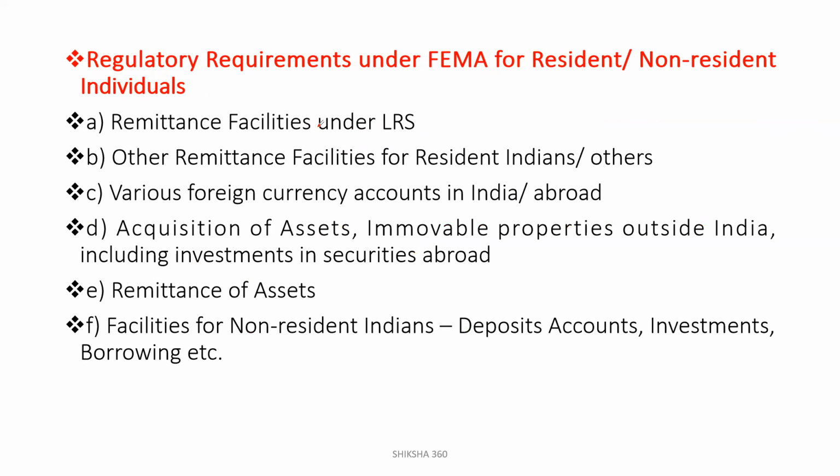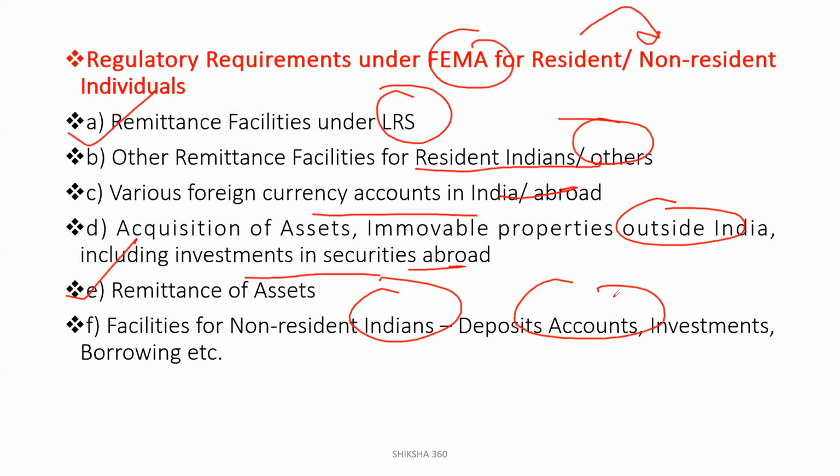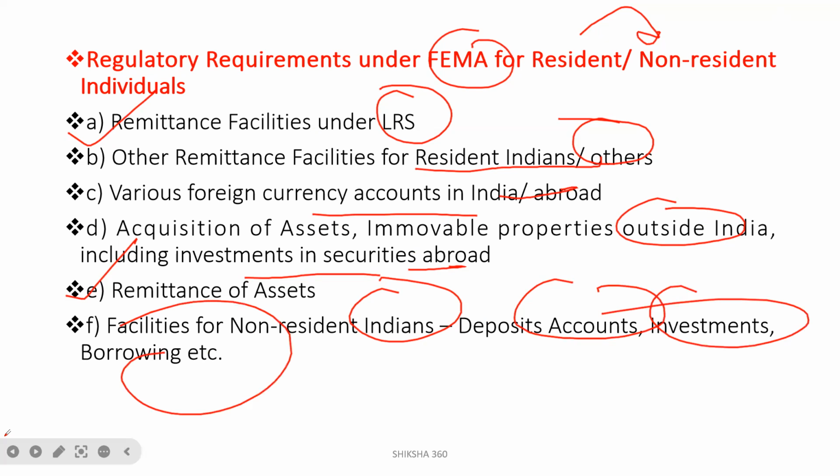Along with that, some other regulatory requirements under FEMA for resident and non-resident individuals. First one, that is remittance facilities under LRS, Liberalized Remittance Scheme. Other remittance facilities for resident Indians and others. Various foreign currency accounts in India and abroad. Acquisition of assets, immovable property outside India, including investments in securities abroad, remittances of the assets, and facilities for non-resident Indians, that is deposit accounts, investments, borrowings. Whether they will take the loan or not, whether the tax will be deducted from their account or not, all these things we have to cover under that.